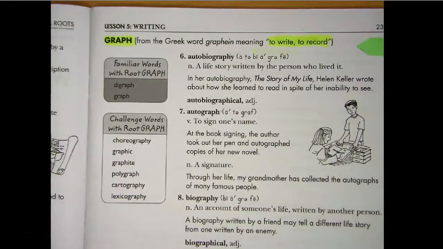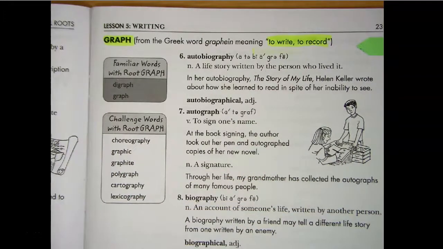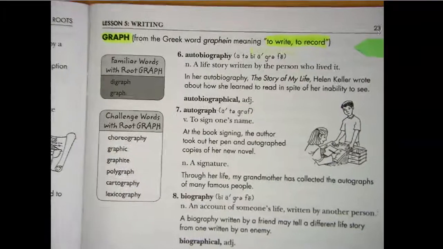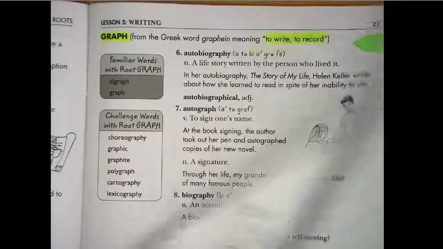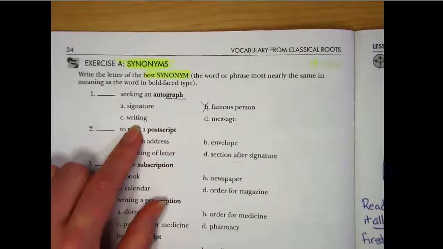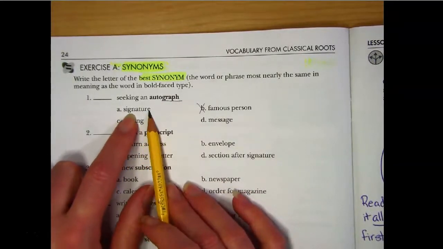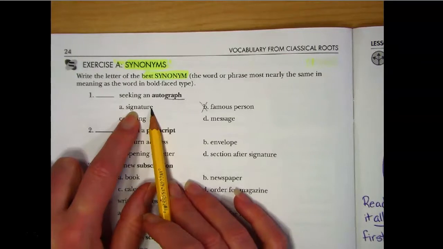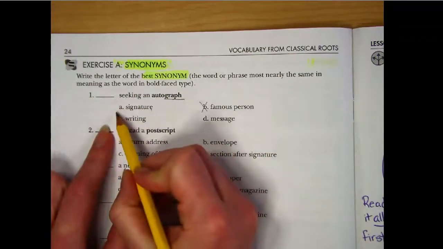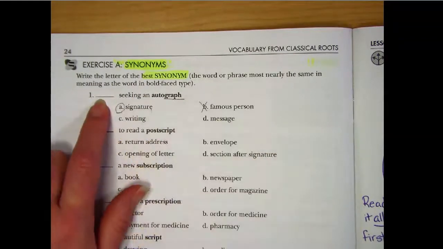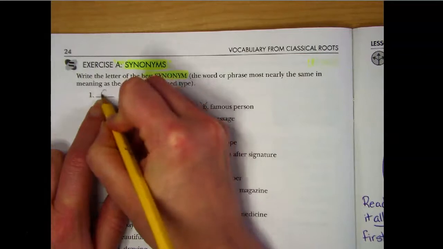Now that we've read the definitions, both the verb and the noun of autograph, let's go back to number 1 to see if we can eliminate any more. Well, immediately what stands out to me is the option A is signature, and that was the noun definition for autograph. So I'm going to circle A, and I'm also going to write the letter A.